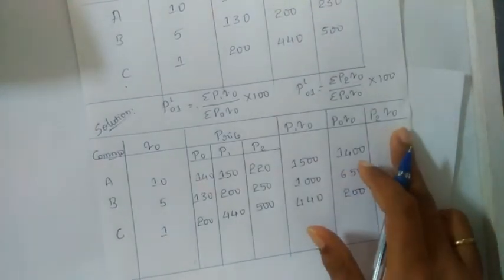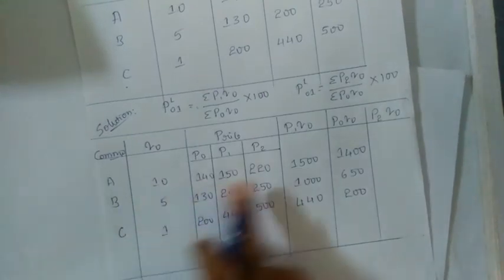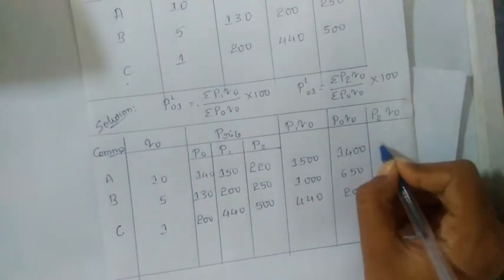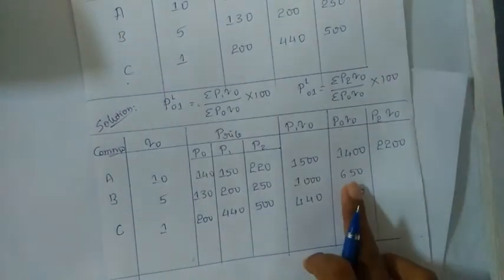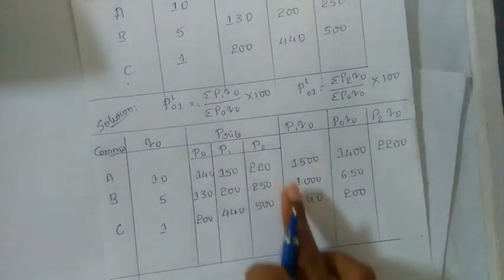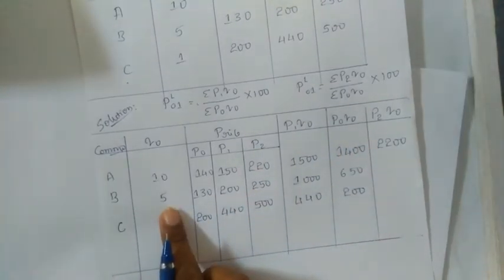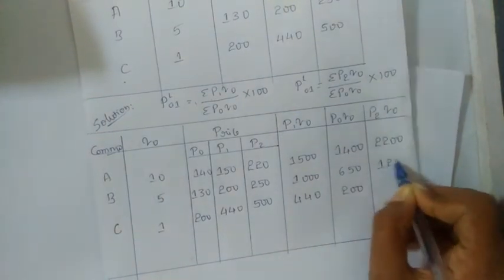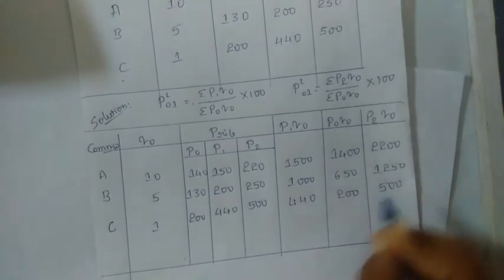Next, P2 into Q naught. P2 value is here, Q naught value is here. Multiply these two values. 220 into 10, that is 2200. Next, 250 into 5, that is 1250. Next is 500 into 1, that is 500.